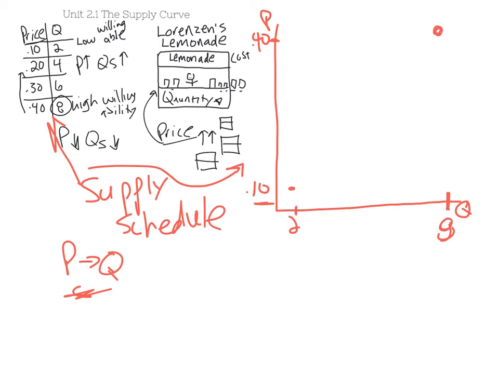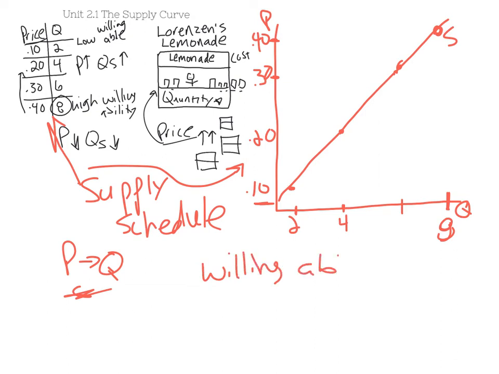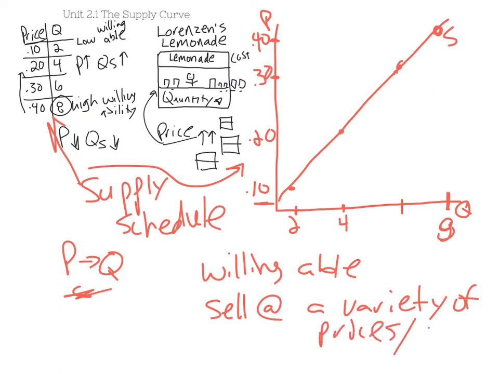And I can make those middle two. If I'm at 20 cents, this is at 4, and if I'm at 30 cents, this is at 6. So my point is there, my point is there, roughly. And so I have a supply curve. So what does the supply curve tell me? The supply curve tells me what I'm willing and able to sell at a variety of prices and quantities.